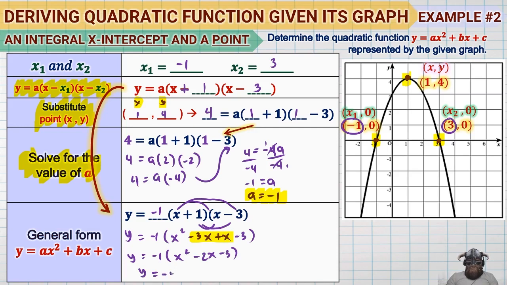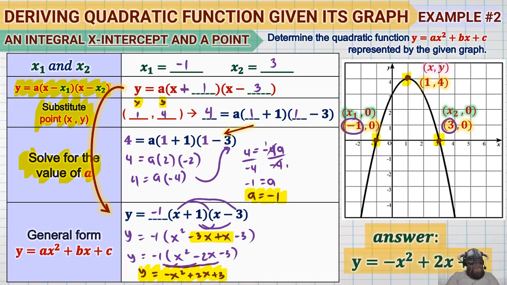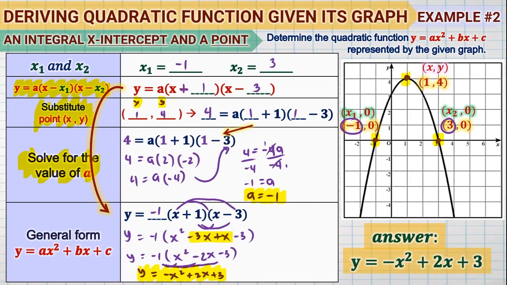Right now, we can distribute this negative 1 to get the final equation. We have negative 1 times x squared. We have negative x squared. Negative 1 times negative 2x, we have positive 2x. So, magiging plus 2x na siya. Negative 1 times negative 3, magiging positive 3 na siya. So, plus 3 na to. And our equation will now be y is equal to negative x squared plus 2x plus 3. So, yan siya. Y is equal to negative x squared plus 2x plus 3.